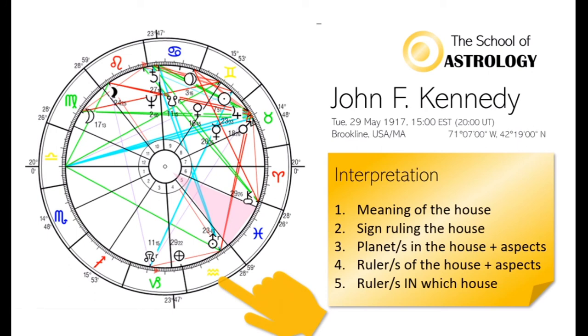Thirdly, we will check the planets in the house and their aspects, and here we find none, so we continue with the next point. We look for the ruler of the house and its aspects. The ruler of the house is Uranus. Uranus sits in the sign that it rules, and that is Aquarius. So this strengthens the renewal theme even more. So there is a constant need for change and variety.